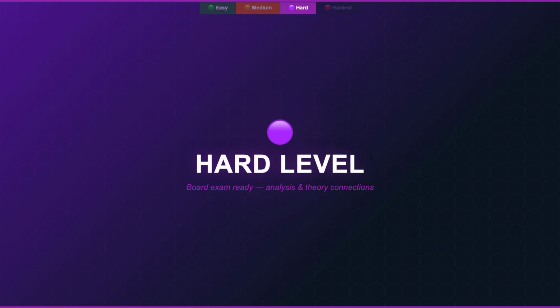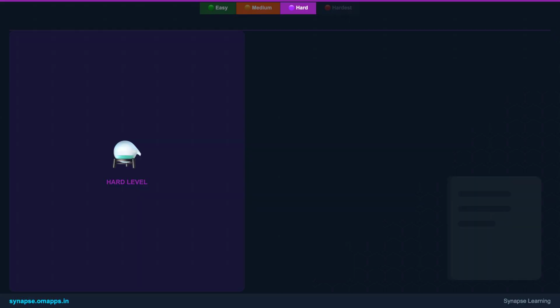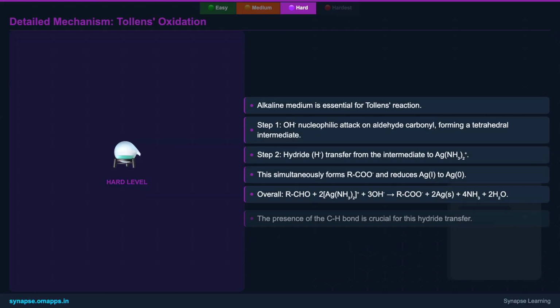Stepping up to the hard level now. We'll delve into the finer details of mechanisms, selective oxidations, and advanced concepts. Let's dissect the Tollens reagent mechanism. It's not just a silver mirror reaction, there's a precise chemical dance happening. Hydroxide attacks the carbonyl, forming a tetrahedral intermediate. Then, a hydride ion specifically transfers from this intermediate to the silver complex, reducing it. This elegant mechanism is why only aldehydes, with their unique C-H bond, give a positive Tollens test, differentiating them from ketones and even alcohols.